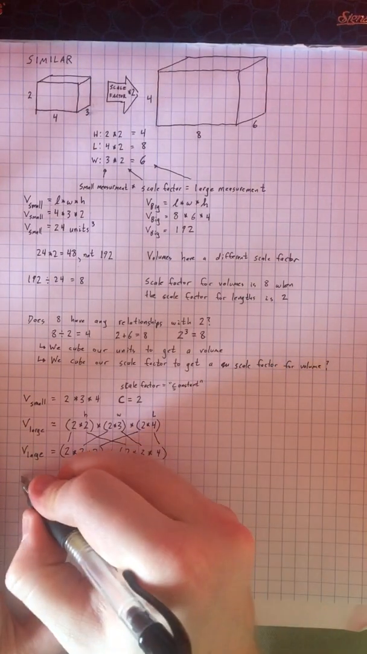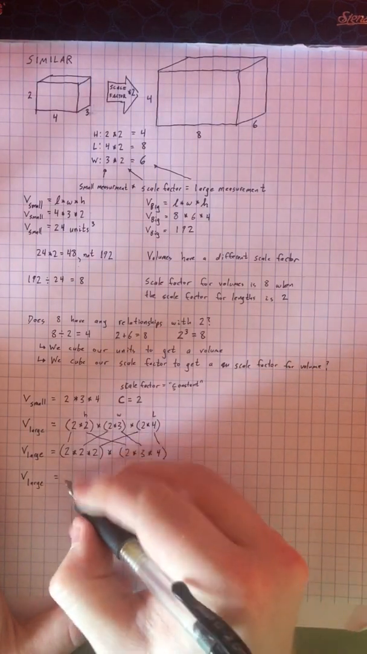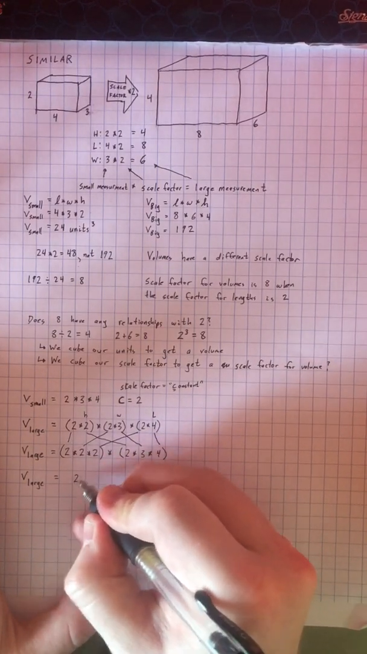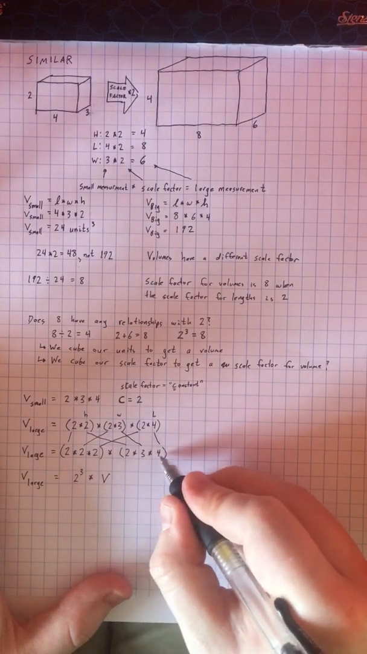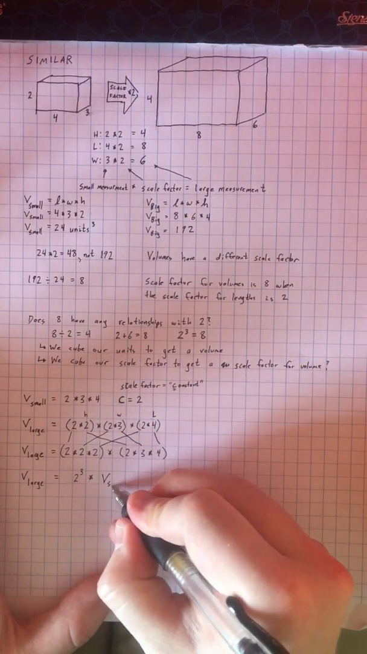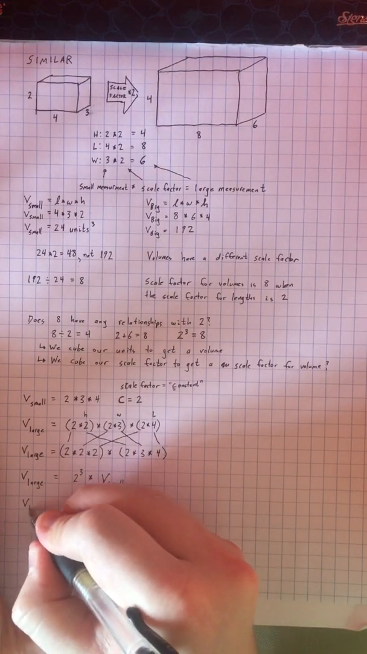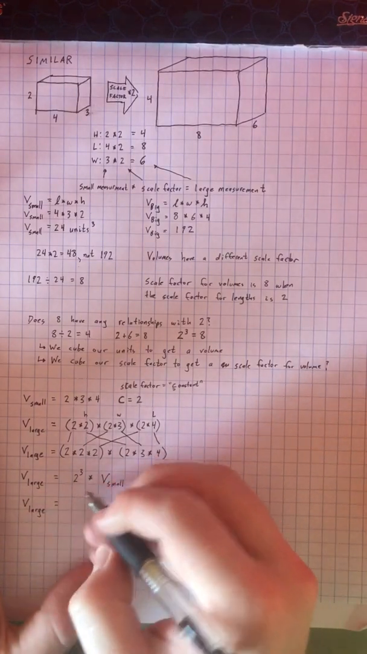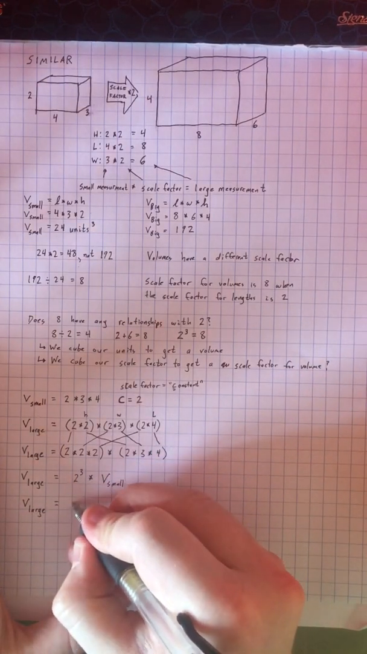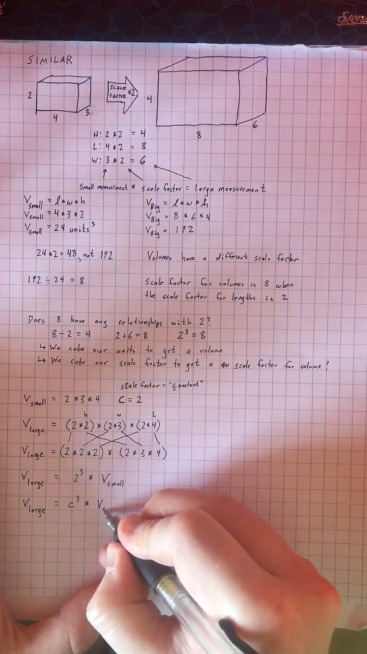This lets me say that the volume of the large box equals 2 cubed times 2 times 3 times 4, which is the volume of my small box. Huh. I have a reason to now write that the volume of the large equals my scale factor cubed times the volume of the small.